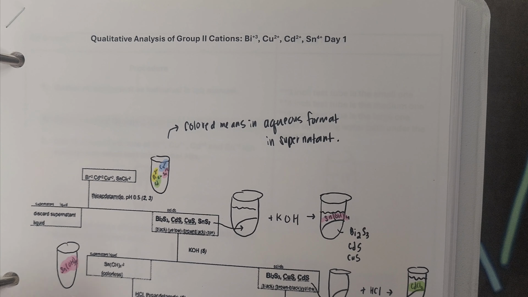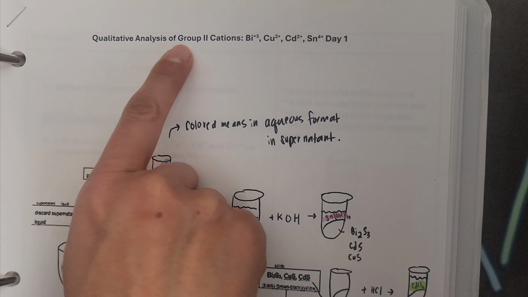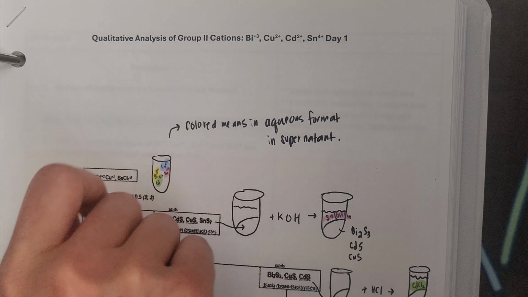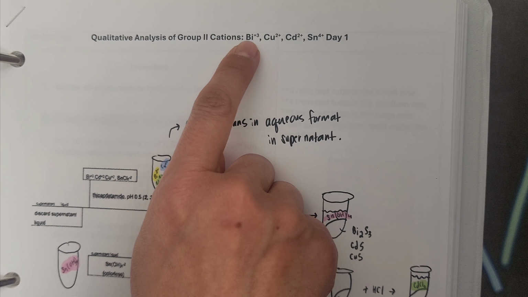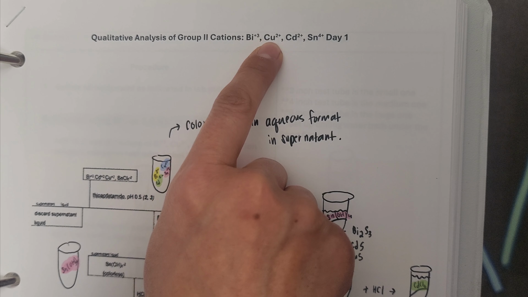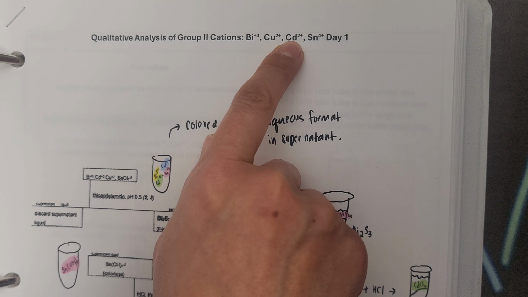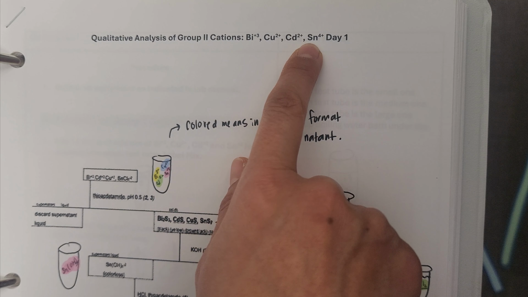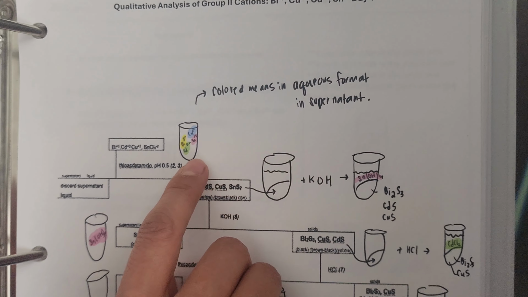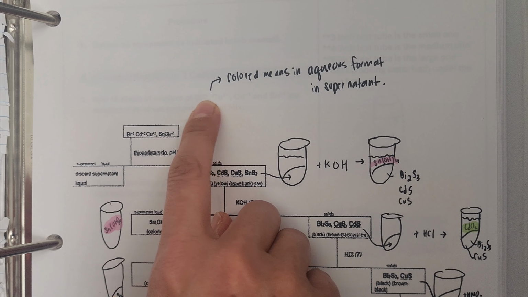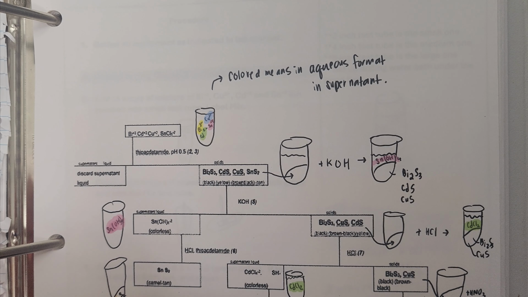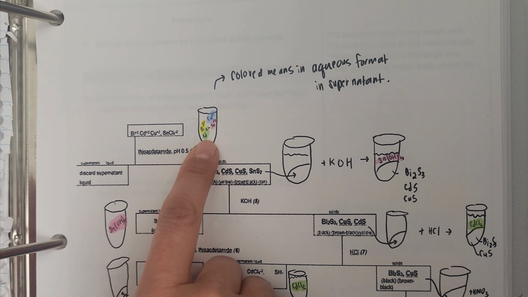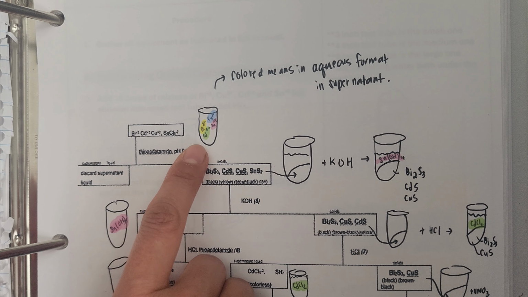So in this video, we'll cover the qualitative analysis of group 2 cations. This is just introducing the group 2 cations, which are bismuth plus 3, copper plus 2, cadmium plus 2, and tin plus 4. We will start off with a solution of all 4 of those ions, and then we will start to separate them.